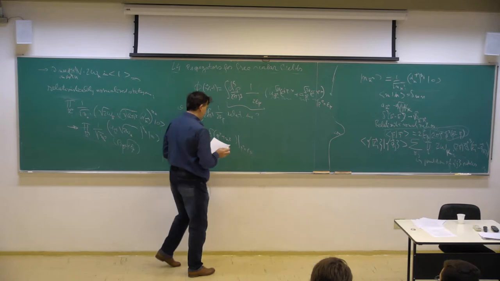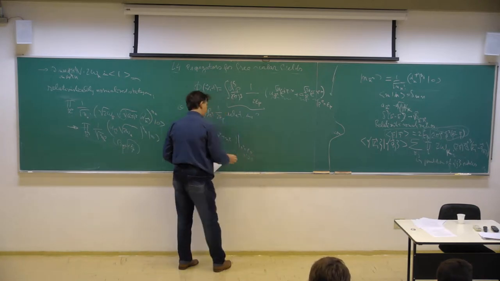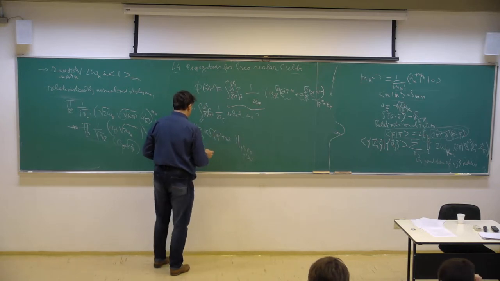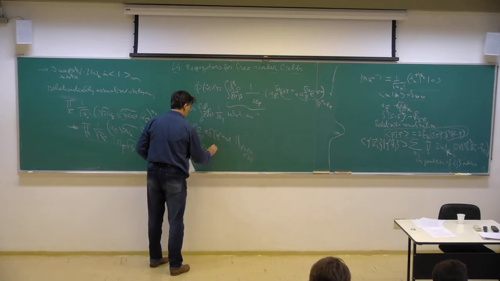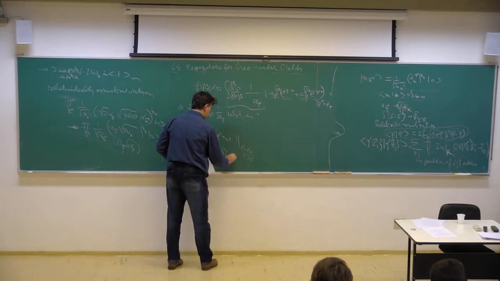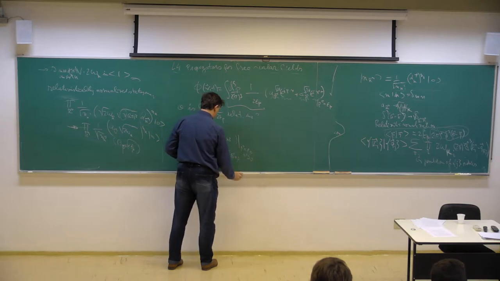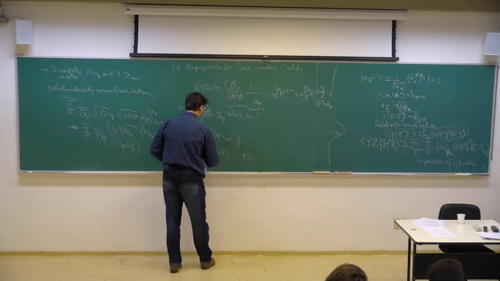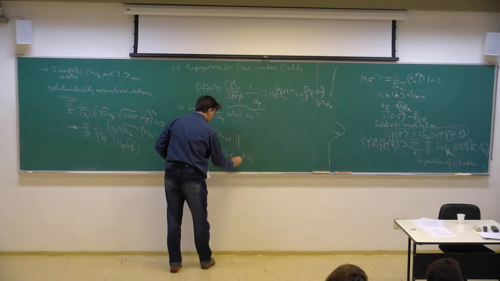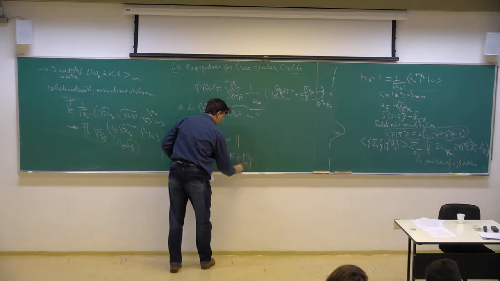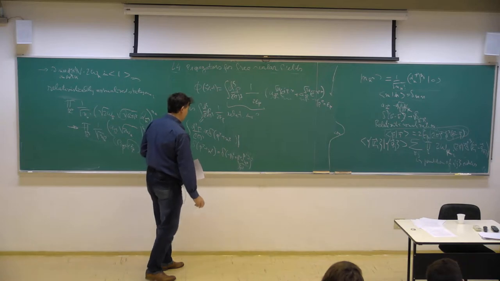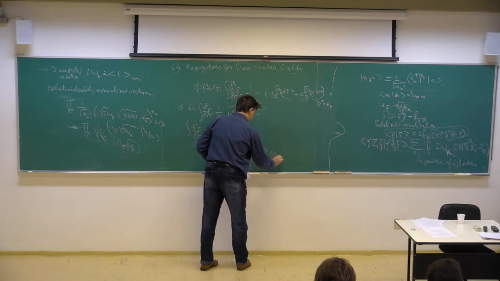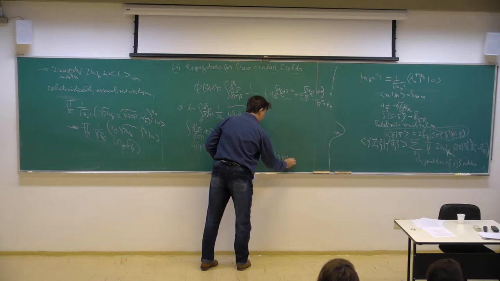right? If I write this, and p0 is positive, then this is what? This is minus EP squared plus... p0 positive. Then this is minus p0 squared plus p squared plus m squared. But this is EP squared, right? And then this is delta of minus p0 minus EP, p0 plus EP, right?